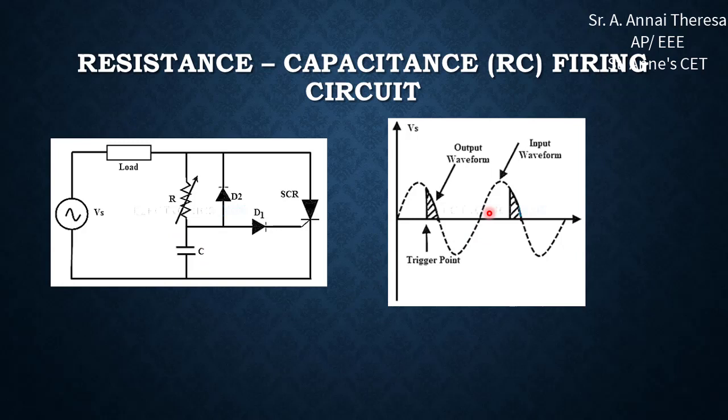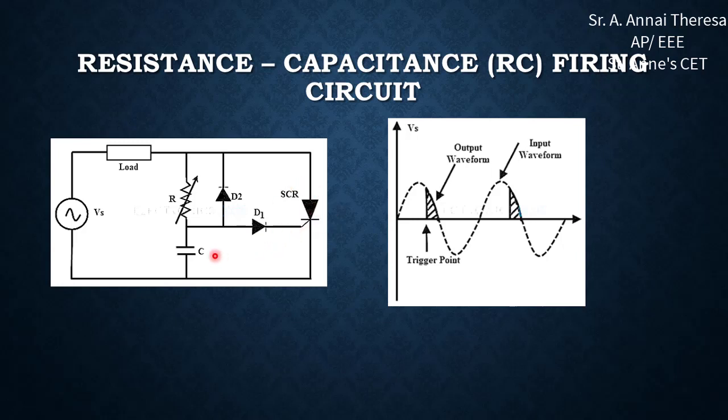Then again the positive half cycle starts. At that time, what will happen? During this positive half cycle, this SCR becomes forward biased and the capacitor starts charging through the variable resistance R, up to the value which is used to trigger the SCR.